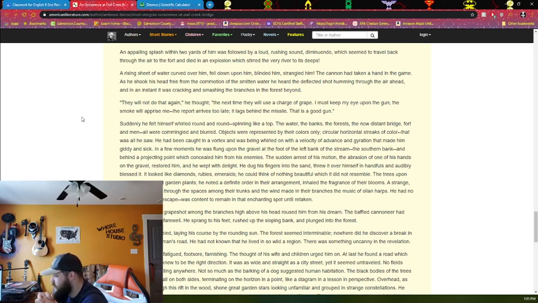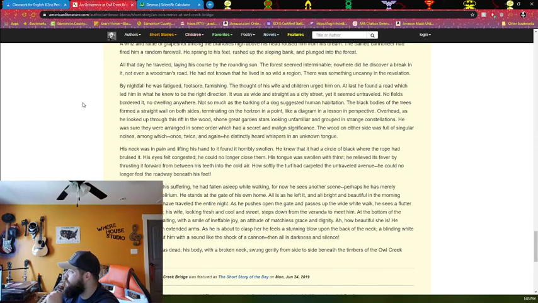A whiz and rattle of grape shot among the branches high above his head roused him from his dream. The baffled cannoneer had fired him a random farewell. He sprang to his feet, rushed up the sloping bank, and plunged into the forest. All that day he traveled, laying his course by the rounding sun. The forest seemed interminable. Nowhere did he discover a break in it, not even a woodman's road.